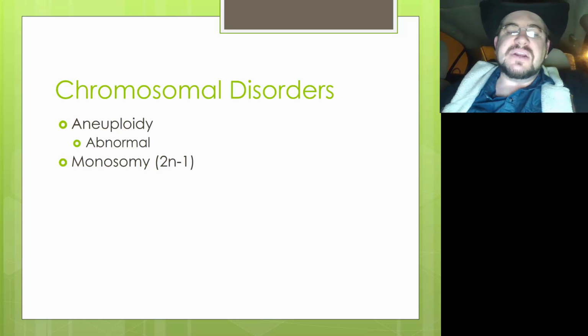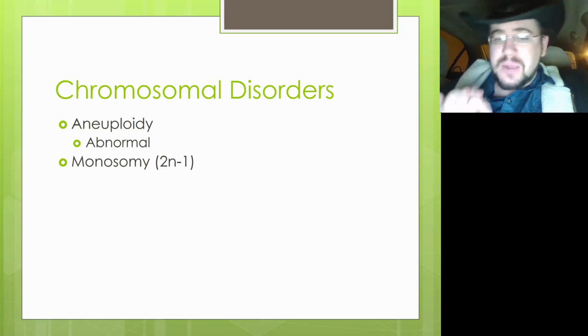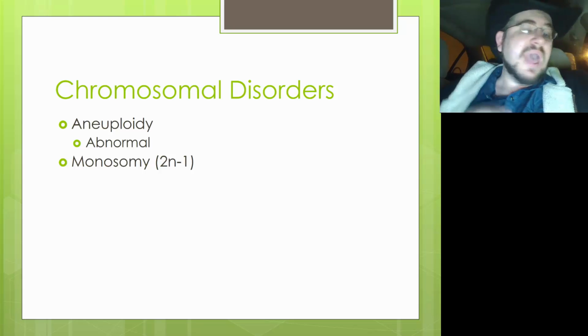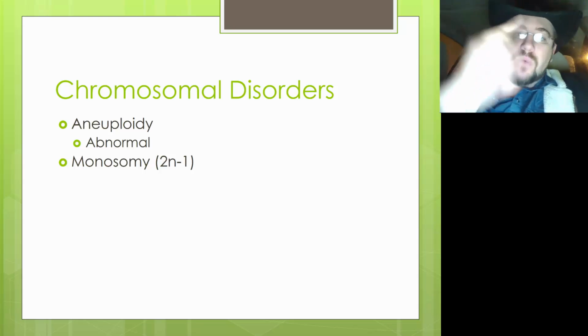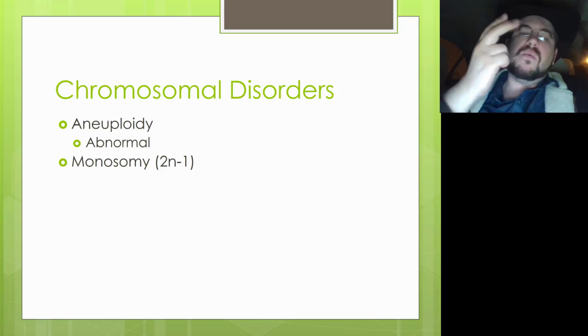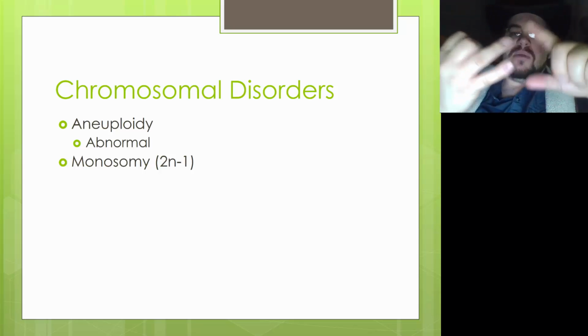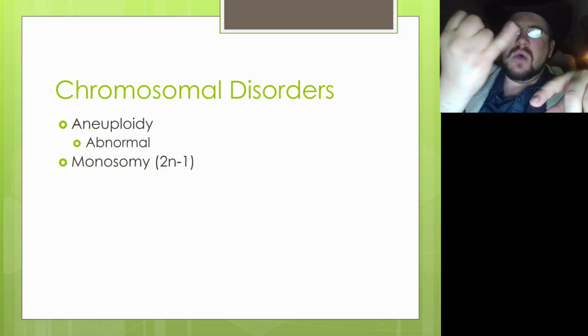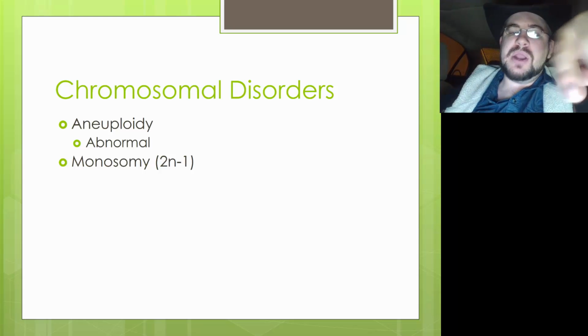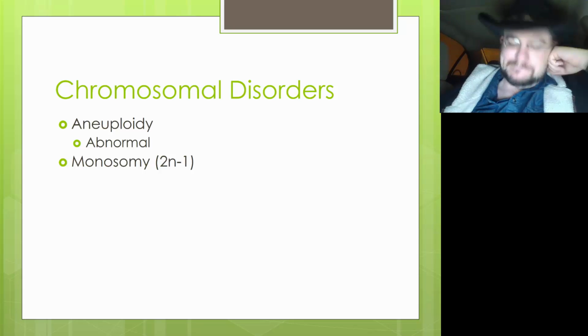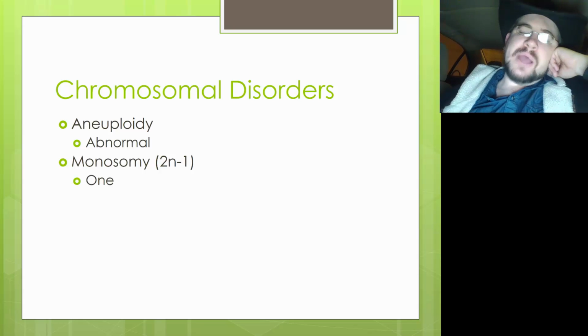Monosomy is where you are missing a chromosome. You're down one chromosome, 2N minus 1. Remember, every chromosome comes in pairs, one from mom, one from dad. So either the egg or the sperm didn't carry one of the chromosomes. If one's missing, then you're 2N, the diploid number, minus 1. You only have one of a given pair.